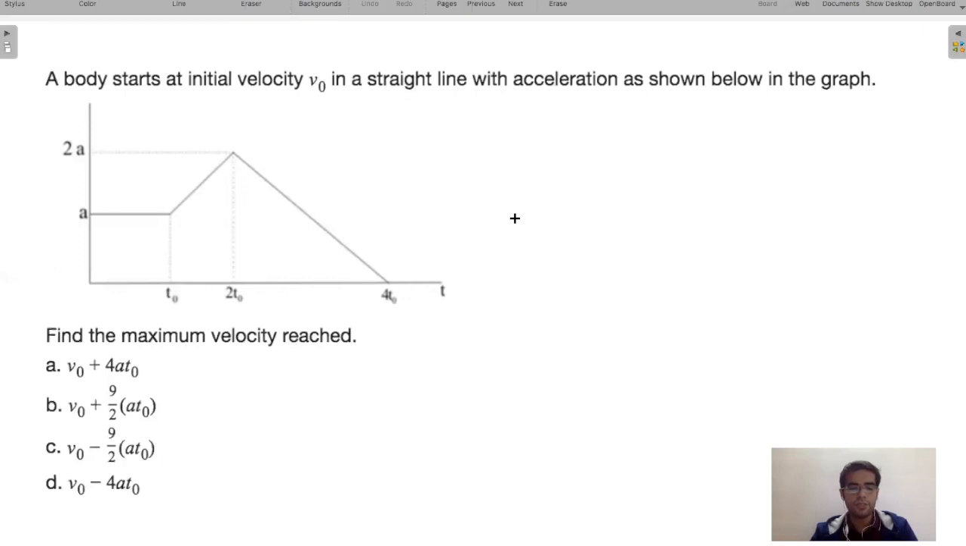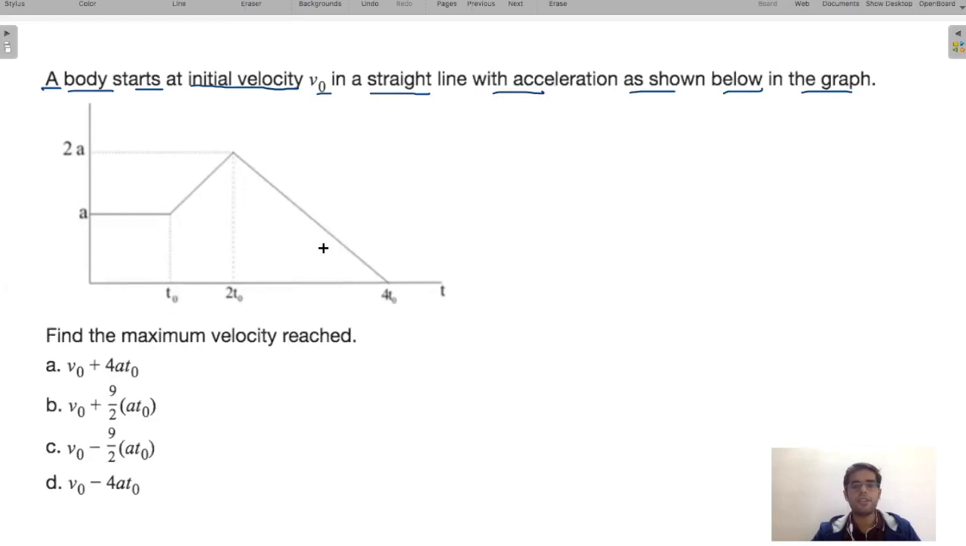Giving you 2 minutes to solve this. Okay, so again, let me give you a demo on how to approach this question of physics. So first step is read the question effectively. Read it word by word. A body starts at an initial velocity v naught in a straight line with acceleration as shown below in the graph. Okay, so this is a graph of acceleration versus time.